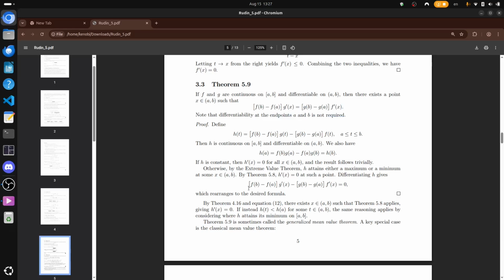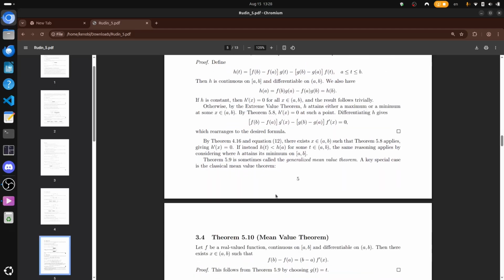When h is constant, it's obviously 0. Otherwise, h either attains a maximum or a minimum at some x in (a, b). By theorem 5, because both endpoints are equal, we know that it achieves a maximum before coming back to the other endpoint, right? It either achieves a maximum or a minimum. So we know that h prime of x is equal to 0 at such a point, and it gives you this.